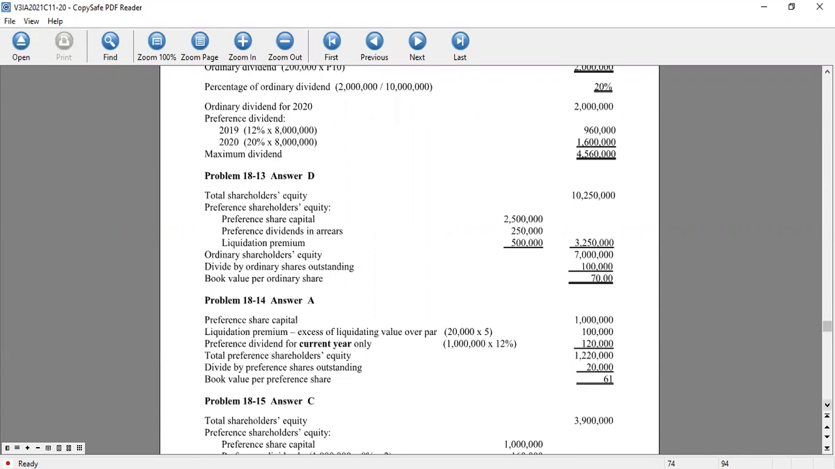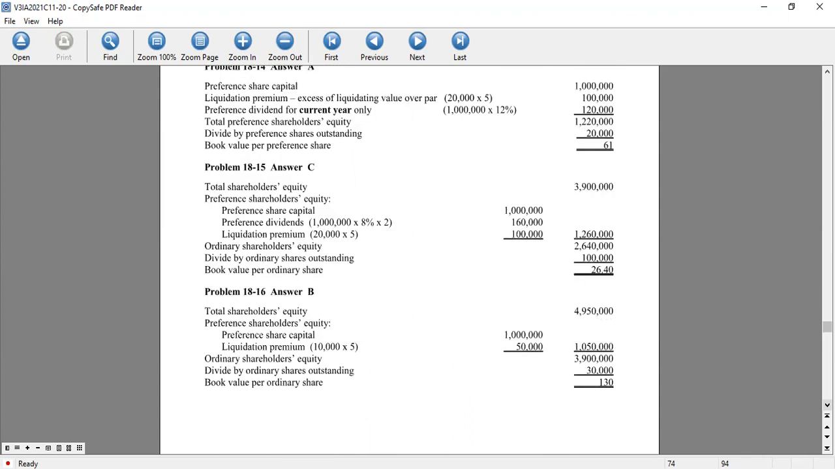The total preference shareholders equity, 1,220,000, divided by the number of preference shares outstanding of 20,000. The book value per preference share is 61 pesos. Now that's letter A for 18-14. Now we go to 18-15.